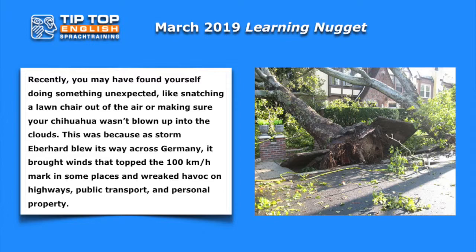Recently, you may have found yourself doing something unexpected, like snatching a lawn chair out of the air or making sure your chihuahua wasn't blown up into the clouds. This was because, as Storm Eberhard blew its way across Germany, it brought winds that topped the 100-kilometer-an-hour mark in some places and wreaked havoc on highways, public transport, and personal property.